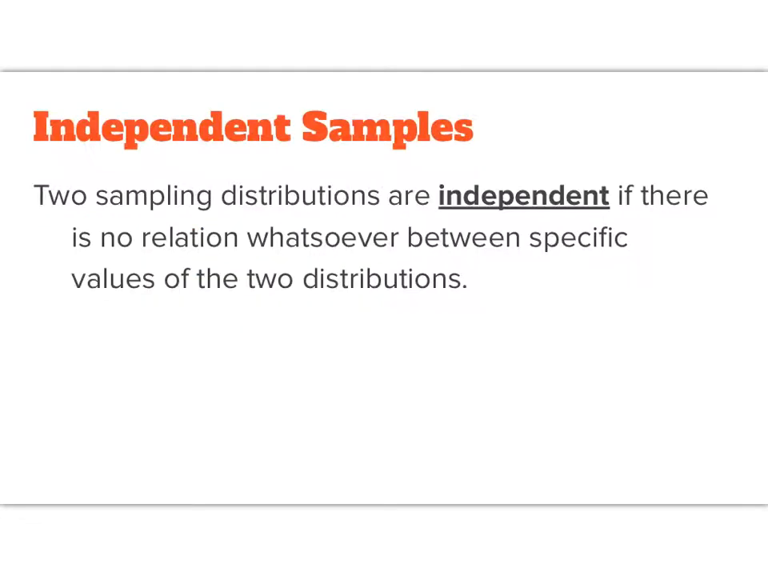So what's an independent sample? We say that two sampling distributions are independent when there is no relationship whatsoever between specific values of the two distributions. Now let's not confuse this. This does not mean that we're comparing two very different, totally unrelated data sets. It's usually a comparison of one group versus another group where there's a strong similarity. A control group and an experimental group, for example.